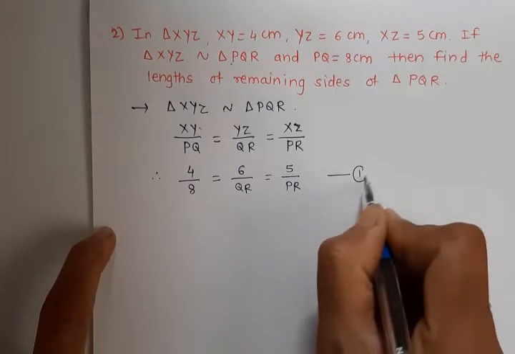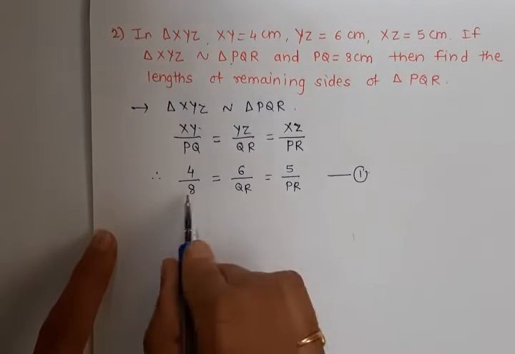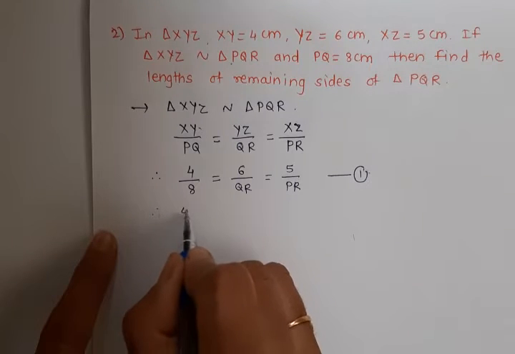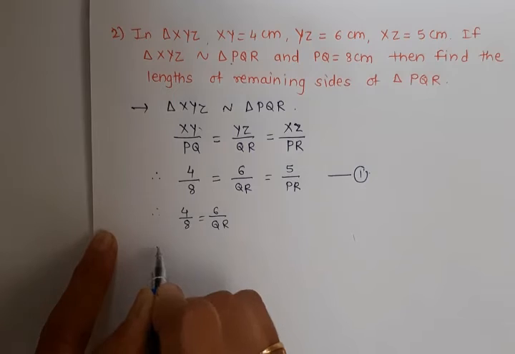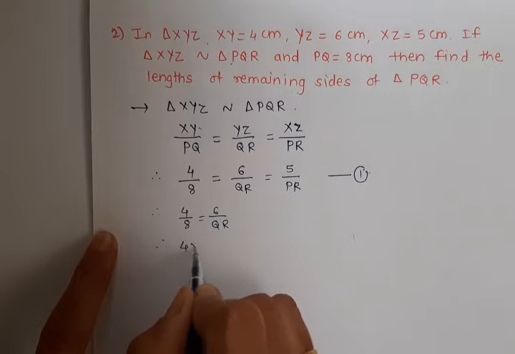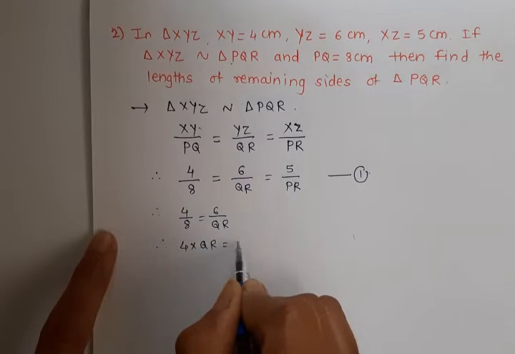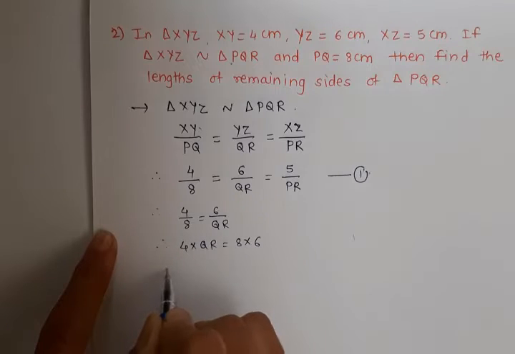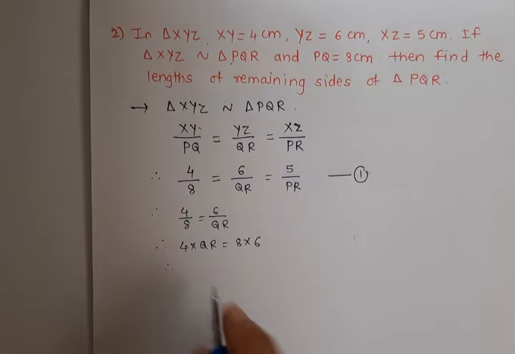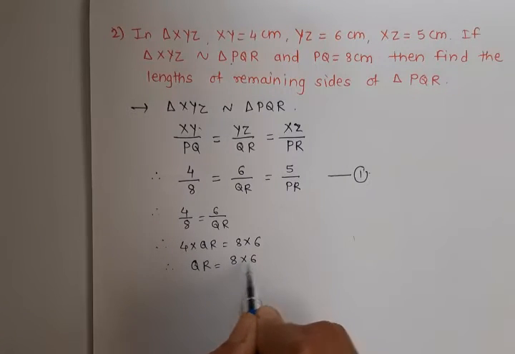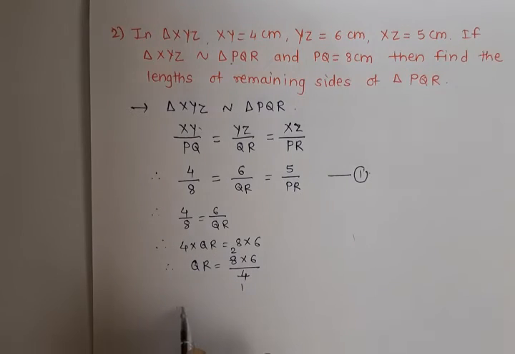Now give the number 1 for that. Now we'll take the ratio of the first two only, that means 4 upon 8 equals 6 upon QR. Now do the cross multiplication, we'll get 4 into QR equals 8 into 6. Now here 4 is multiplied, when we shift it, it divides. That means QR equals 8 into 6 upon 4. 4 1s are 4, 4 2s are 8 and 6 2s are 12. So the value of QR equals 12.